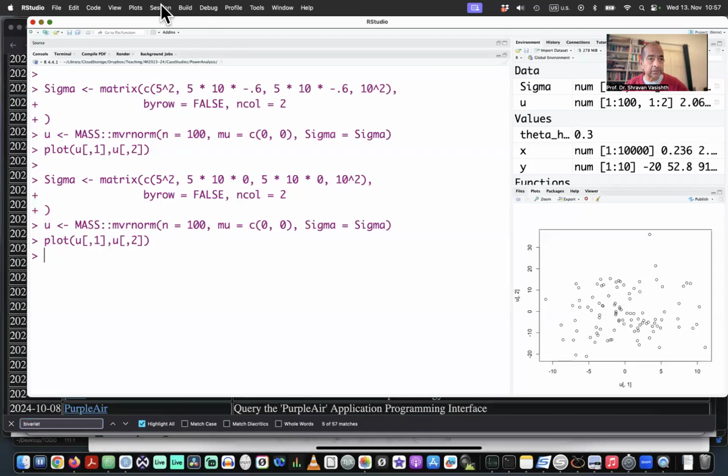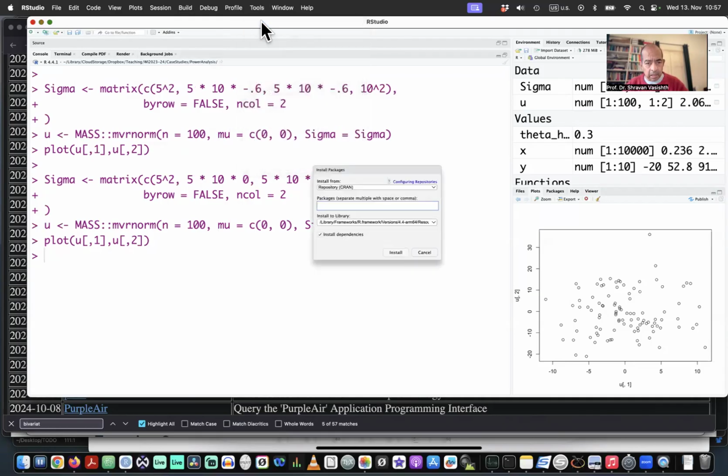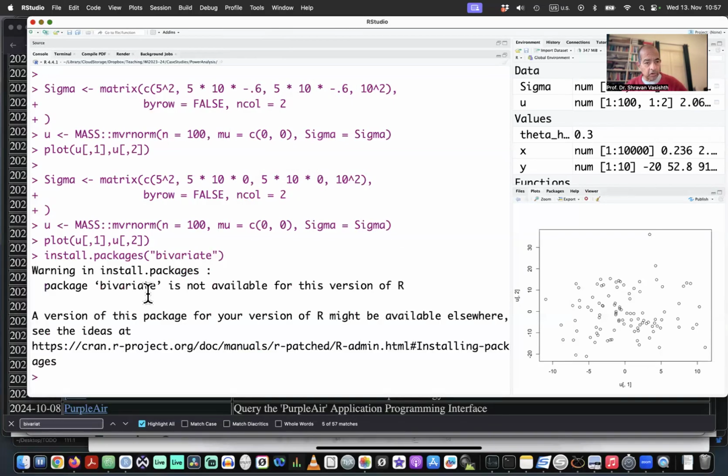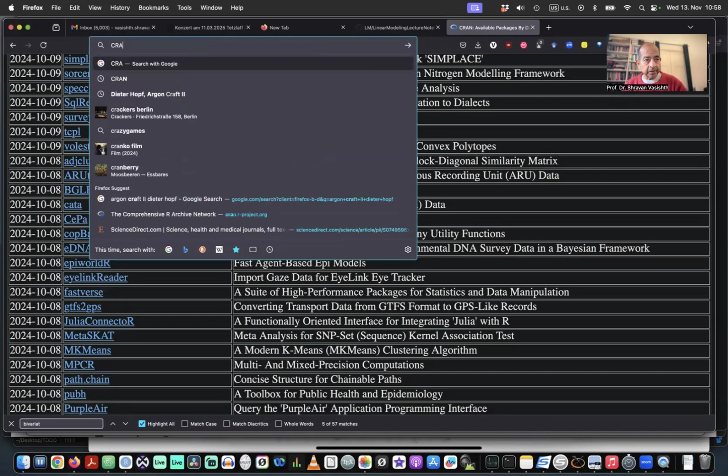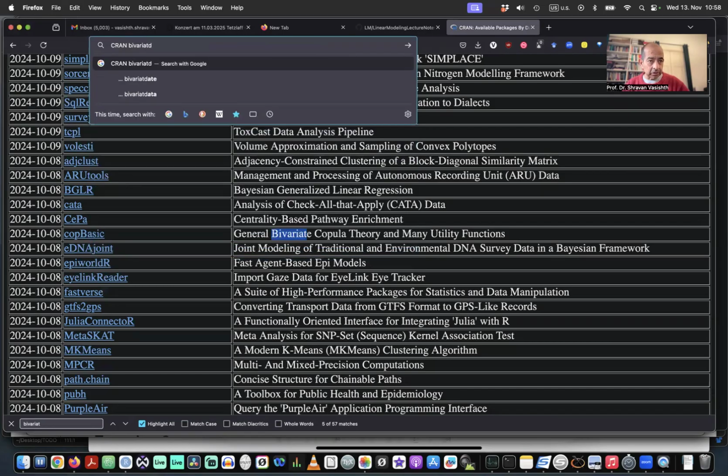If you try to do this, install packages. Let's go to install packages. Oh, where is it? Sorry. Tools here, right? If I try bivariate, I'm going to get an error probably, right? It says warning, bivariate is not available in this version of R. A version of this package for your version of R might be available elsewhere. See the ideas at CRAN manuals patch, blah, blah, blah. That's not super helpful as an explanation. But what you can do is type CRAN bivariate on Google, right?